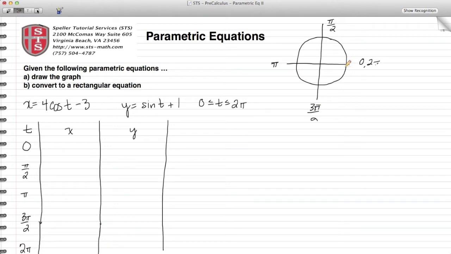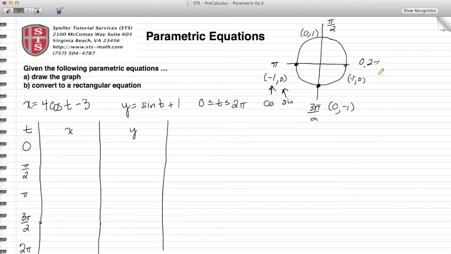The coordinates at this point are 1, 0. Up here the coordinate is 0, positive 1. Back here it's negative 1, 0. And down here it's 0, negative 1. And remember that the cosine values correspond to the x, and the sine values correspond to the y.